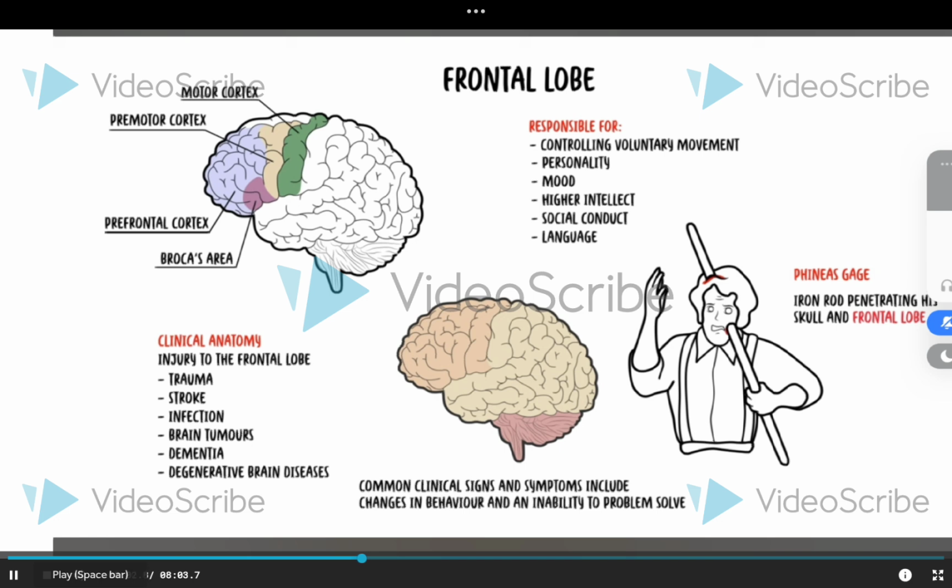In clinical practice, injury to the frontal lobe can occur due to trauma, stroke, infection, degenerative disorder, and brain tumor. The Phineas Gage case was one of the famous cases in neuroscience, about 1848. Gage was a railway worker who survived after an accident where an iron rod penetrated his frontal lobe, and after that they found that his personality changed. It helps us as scientists understand the role of the frontal lobe in personality and behavior.